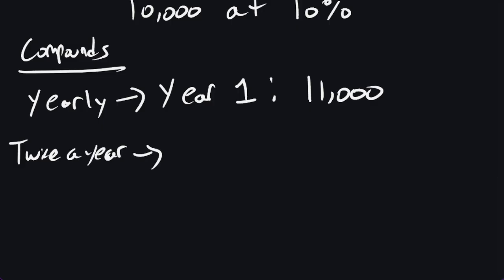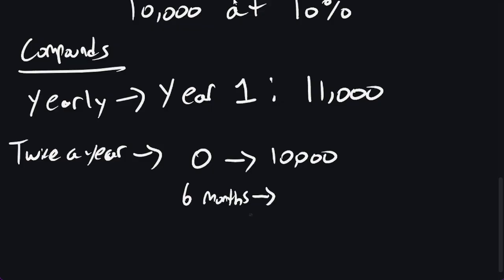How do we figure that out? Well, okay, in year 0, we have $10,000. Now, after 6 months, how much money do we have? Well, after 6 months, that depends.